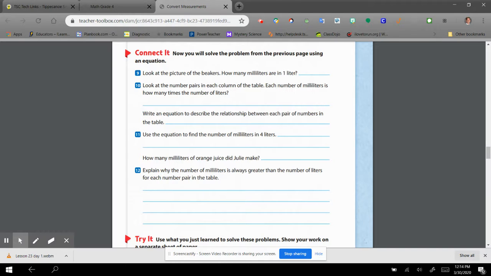Look at the number of pairs in each column of the table. Each number of milliliters, how many times the number of liters? That'd be 1,000 times the number of liters. So write an equation to describe the relationship between each pair of numbers in the table. Go ahead and pause this recording and write your response on the line.